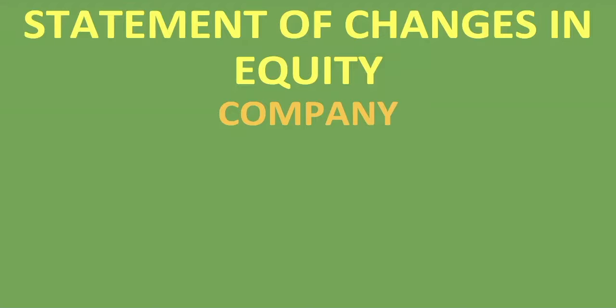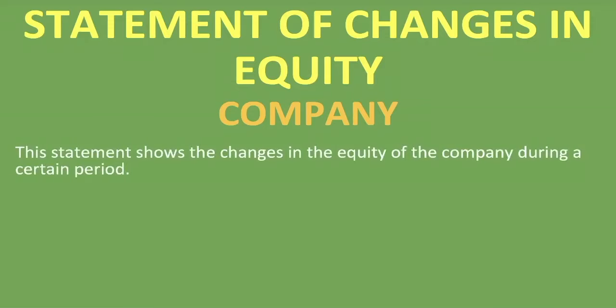But why do we do the statement of changes in equity? What does it show us? Well, the statement shows the changes in the equity of the company during a certain period. So it's usually over a period of 1 year or 12 months, but it will show us the movement or the changes in the equity of the company over that period.